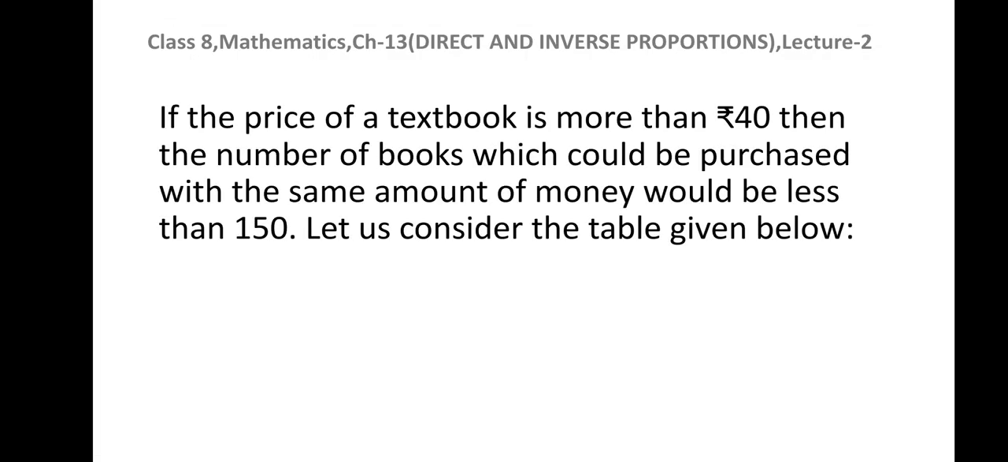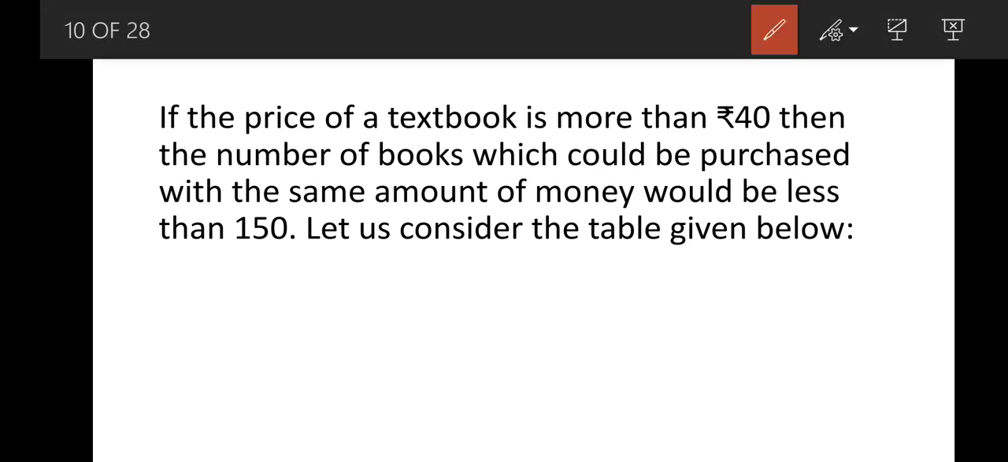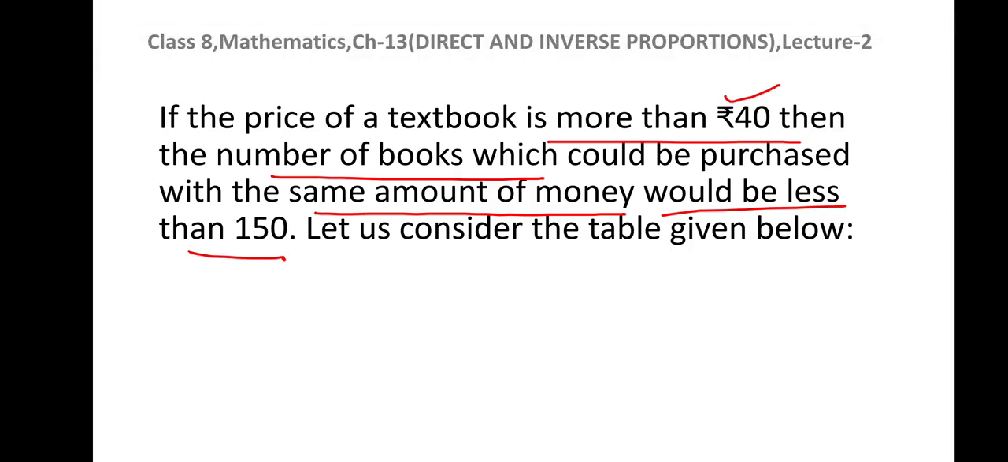I told you a school wants to spend rupees 6,000 on mathematics books. If the price of one book is rupees 40, then I will be able to buy 150 books. But if the price of a textbook is more than rupees 40, then the number of books which could be purchased with the same amount, that is rupees 6,000, would be less than 150. Obviously, if the price of one textbook is more than rupees 40, then I will not be able to buy 150 books. Let us see this example with the help of a table.